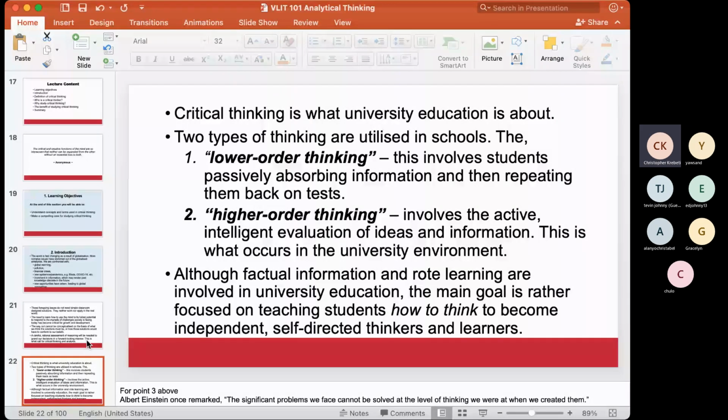So in the university environment, or generally in schools, when we talk about thinking, we are talking about two kinds of thinking. We have the lower order thinking and then the higher order thinking. And we need to know which of these we actually need within the university environment. The lower thinking is what is commonly known as the chew and pour system, chewing and pouring. So merely or passively absorbing information, then repeating it in the exam.